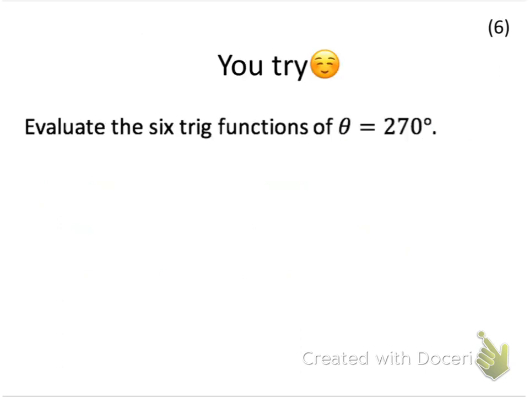All right. I now want you to try to evaluate the 6 trig functions of theta at 270 degrees. So if we look at our unit circle, we see that at 270 degrees, we have the coordinate point 0, -1. This means that our x value equals 0, our y value equals -1, and our r value, which is our radius of the unit circle, is a +1. So go ahead and pause the video. Using these 3 values, see if you can find these 6 trig functions of 270 degrees.